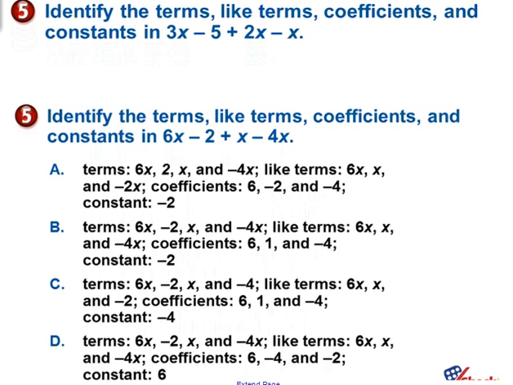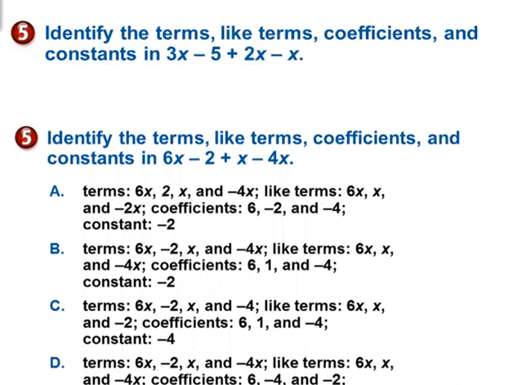Number 7, identify the terms, the like terms, the coefficients, and the constants. All right, well, let's look at the terms. First of all, here are the terms. There's 3x, there's a negative 5 is a term, plus 2x, or drop the plus, 2x is a term, and negative x is a term. 1, 2, 3, 4 terms.